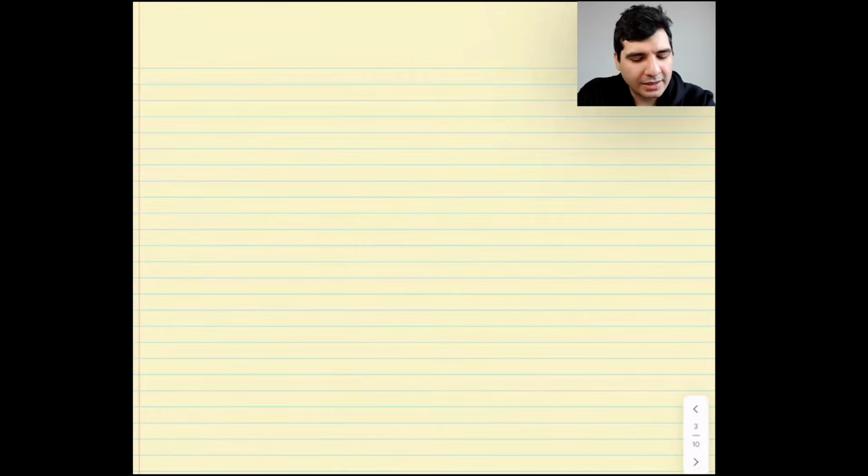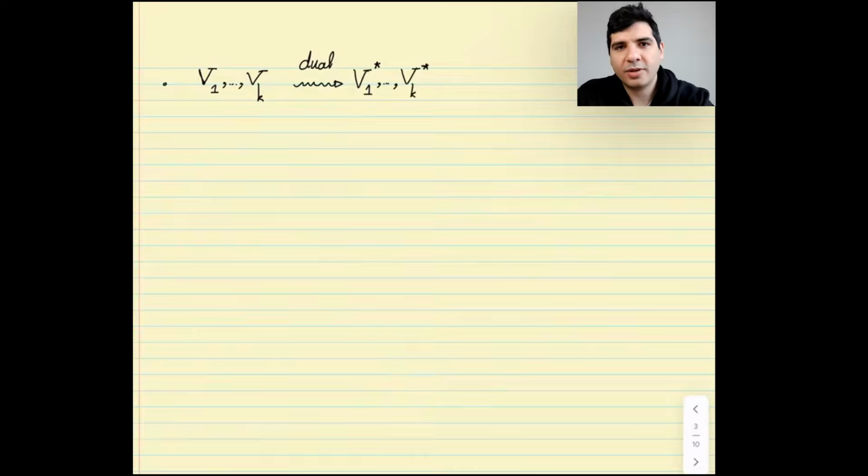Okay, so we now have the tensor product of linear maps. It's important to have that in mind. Okay, so let's get back to our vector spaces V1 up to Vk. To each vector space, we can assign another vector space called the dual space. We denote them by V1 star up to Vk star. So V1 star is the dual of V1, Vk star is the dual of Vk.